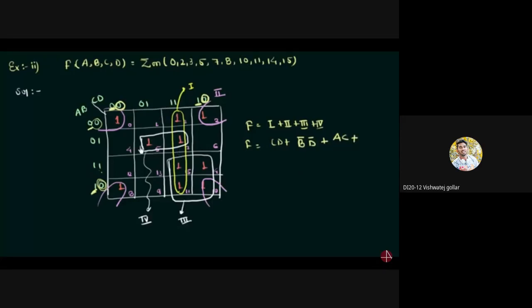Now for the fourth, you can simply write it as A complement B and D. And in this we just combine 2 ones, so we just reduced the 1 literal, that is C. So this is the answer of this K-map, and it's very simple to find the reduced form of a function by using a K-map as compared to Boolean algebra.